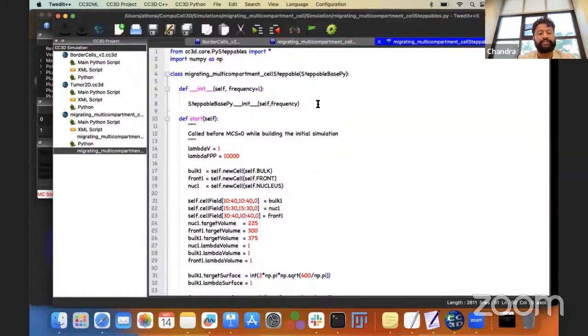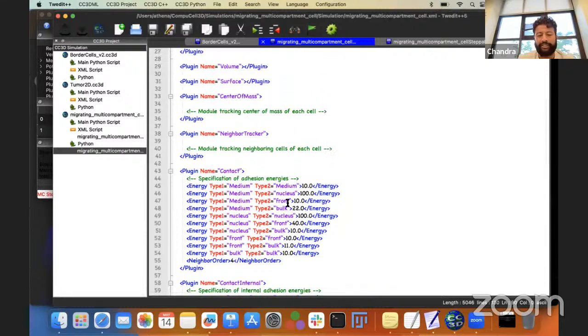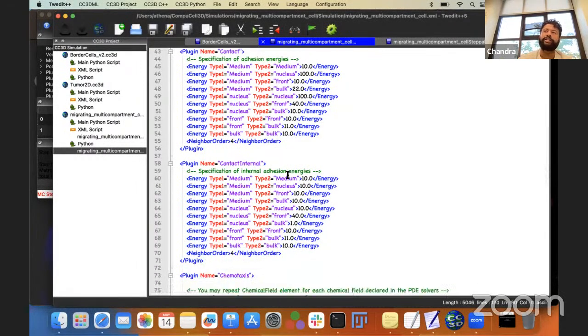The most important thing about multi-compartment cells is that there is something very important to take into account, which is the energy values that you now have. There are two sets of them. One is when compartments belonging to two different cells interact with each other, as opposed to when compartments belonging to the same cell interact with each other. That's why it has something called the contact internal. There's a contact energy internal. So you have to be very careful in picking these things.